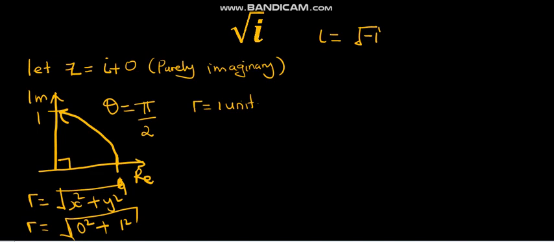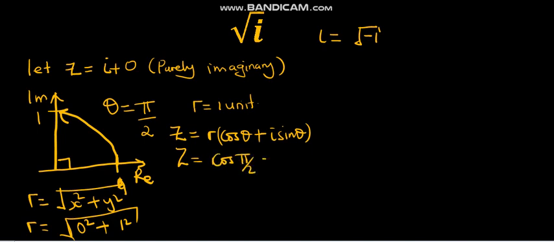Is that okay? Now since we have that one, we shall represent our z in polar form, and in polar form we say that z is equal to r cos theta plus i sin what? Theta. Is that okay? So z is equal to, r is 1, cos pi over 2 plus i sin pi over 2. Is that okay?